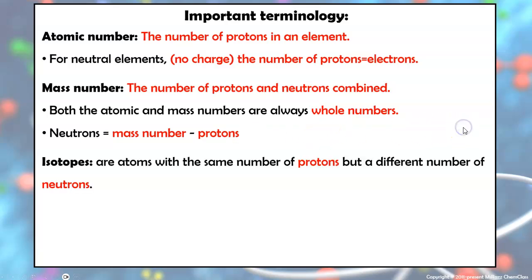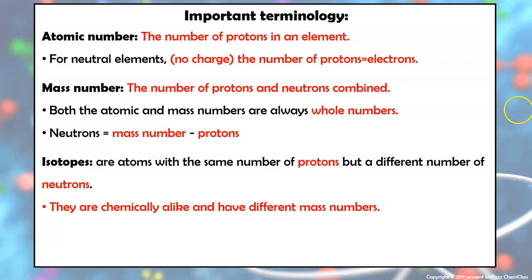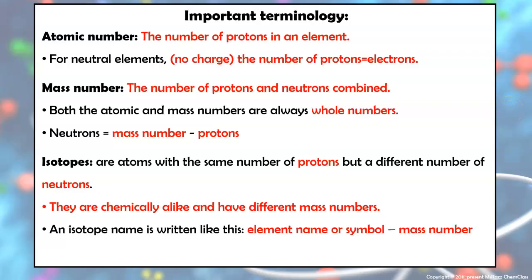Okay, another vocab word, isotopes. So isotopes are atoms with the same number of protons, but different number of neutrons. They are chemically alike, but have different mass numbers. That's what isotopes are. An isotope name is written where it is always the element's name or the symbol, and then the mass number.